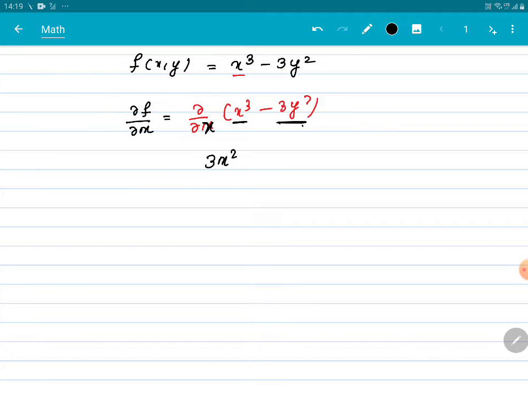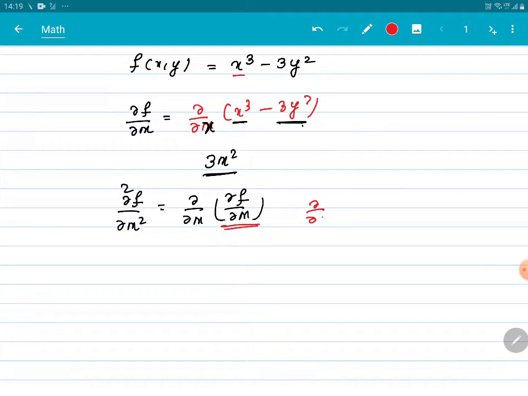So that is 3x square minus 0. Now if I do del square f by del x square, it means again del by del x of del f by del x. I know del f by del x is 3x square. So del by del x of 3x square: the derivative of 3x square is 3, which remains constant, times the derivative of x square, that is 2 into x. So you can say 6x. Similarly, what is del f by del y?